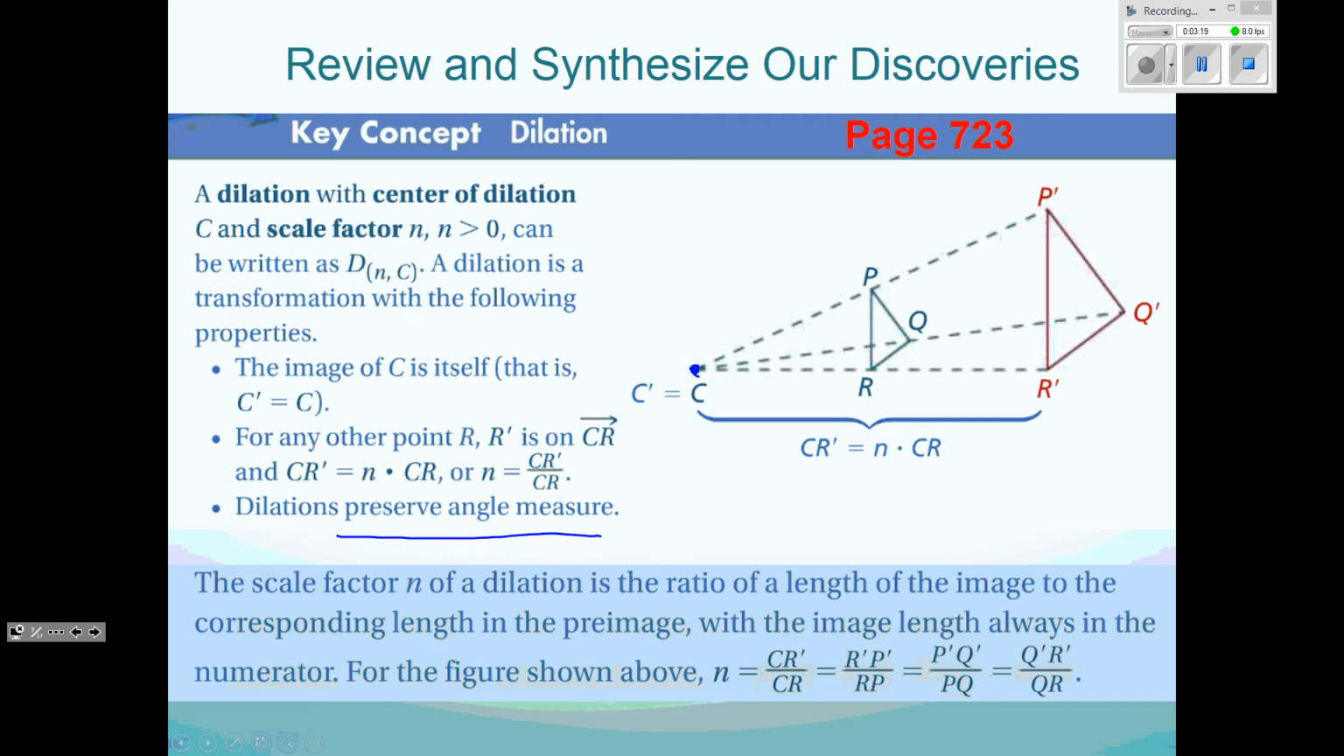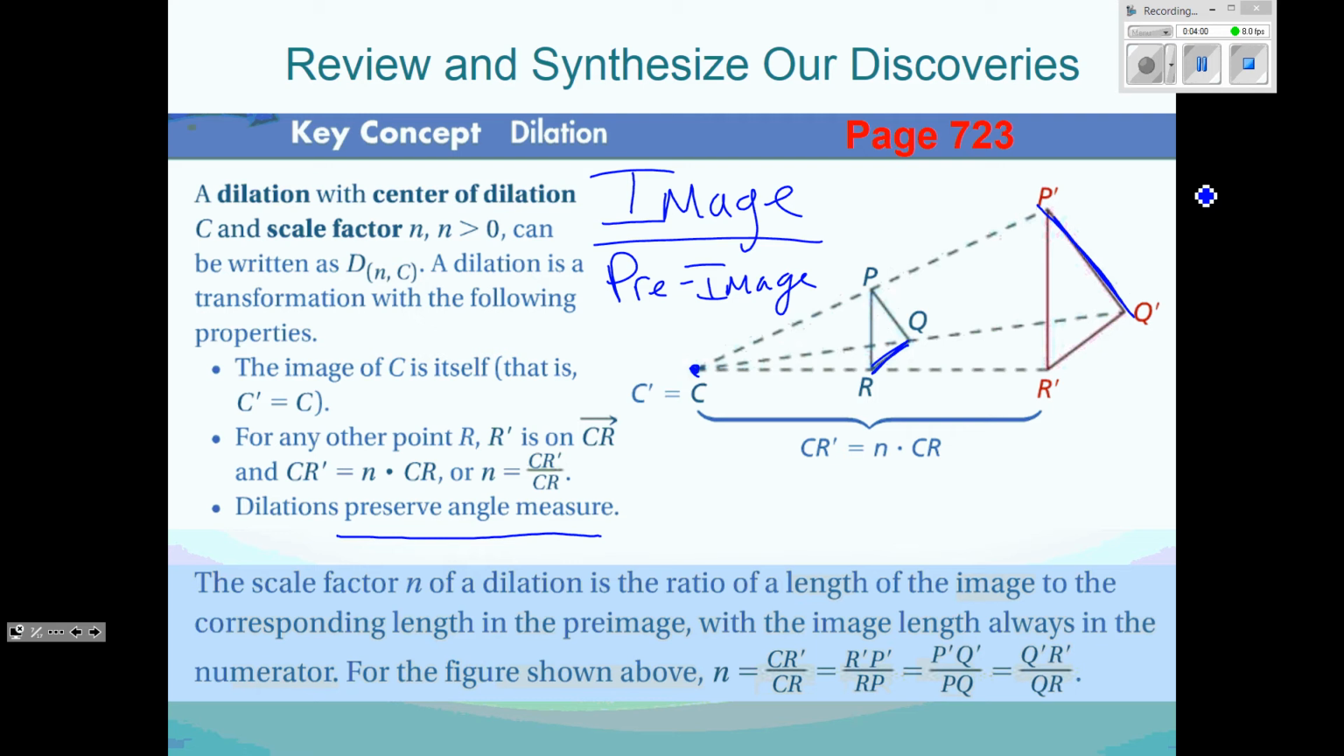The key thing you really need to take away from this is that scale factor is always image over pre-image. So you're always going to take your resulting figure, whatever the lengths are associated with that, and divide it by your original figure, whatever the lengths are associated with that. You have to make sure they're corresponding. So for example, I wouldn't take this length and divide it by this length. That doesn't make very much sense. It's not going to tell us anything.